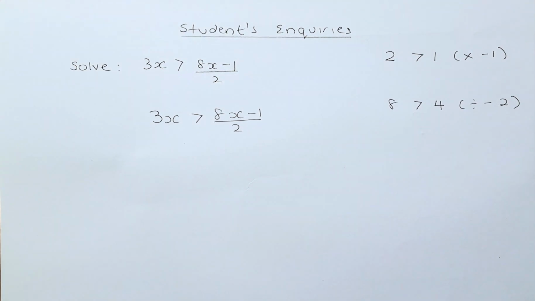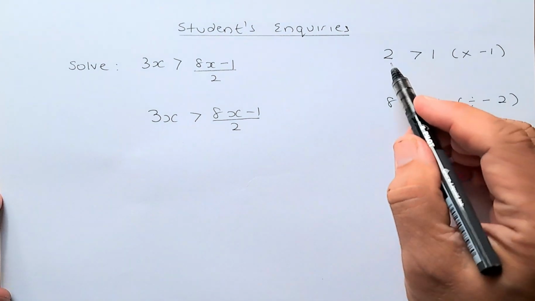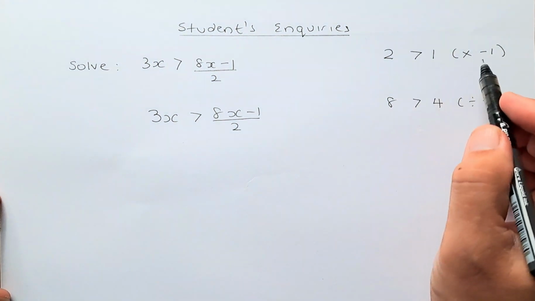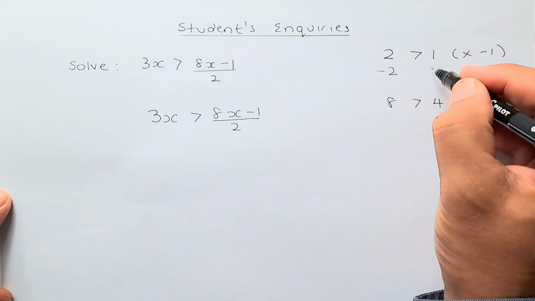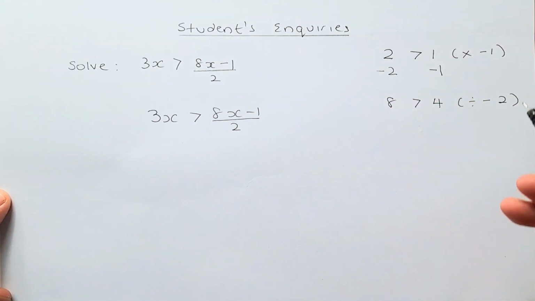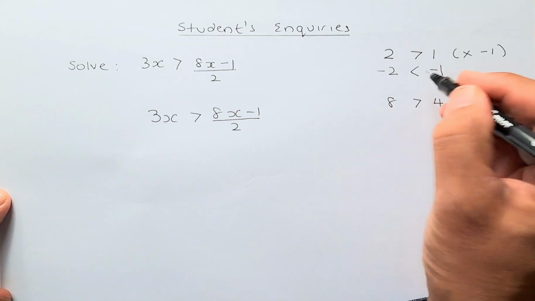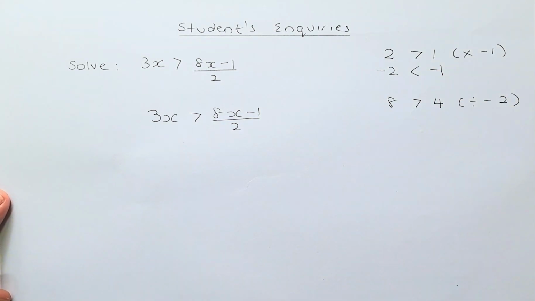So for example, we can confidently say that 2 is greater than 1. If we multiply by negative 1, 2 becomes negative 2 and 1 becomes negative 1. So in this case, negative 1 is now greater than negative 2, and that's why we have to change from greater than to less than.